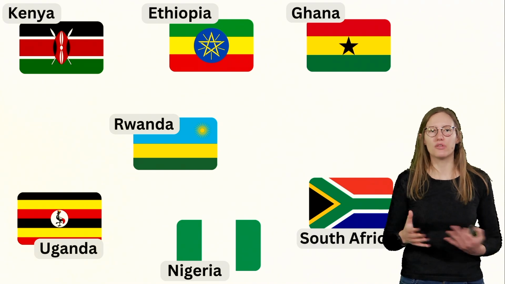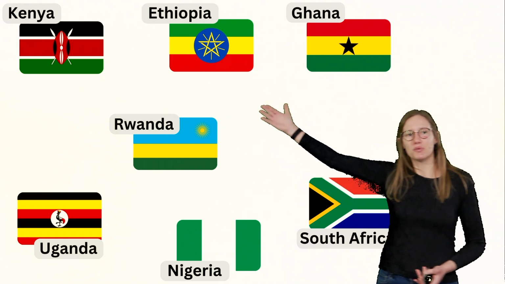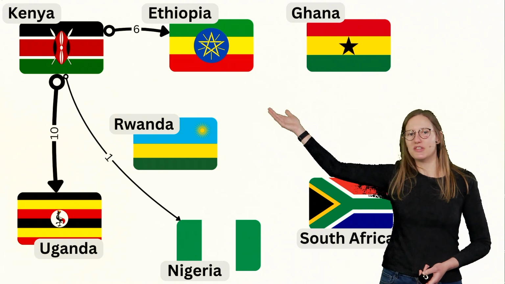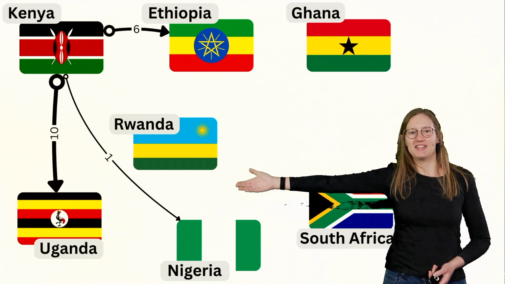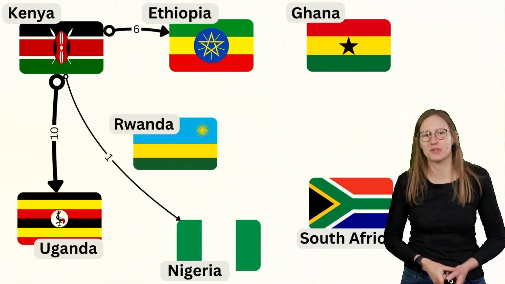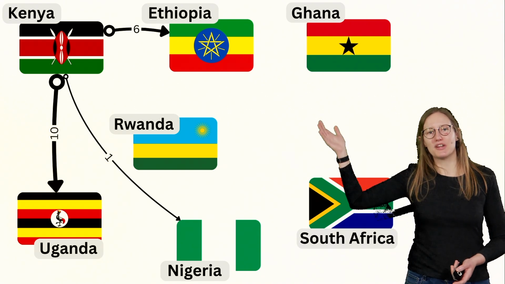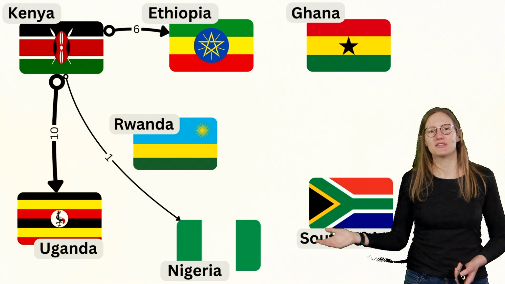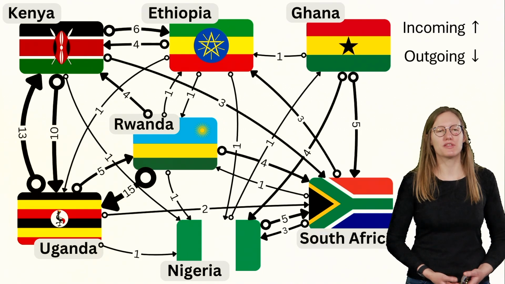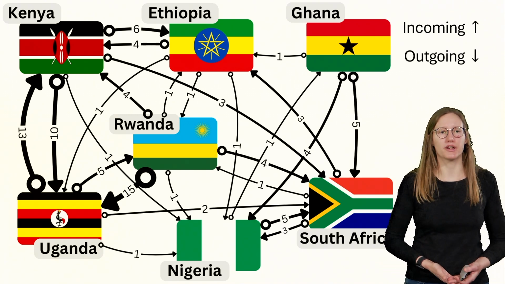So let's figure out how these pages are connected to each other via the links between pages. If we start with Kenya over there, we'll see that Kenya has 6 links to the Ethiopia Wikipedia page, 10 links to Uganda's Wikipedia page, and just 1 link to Nigeria's Wikipedia page, and none to the rest of these 3 countries. We can iterate through each of the pages in the same way to build up this big network. So let's take a moment to try to think about which of these pages should be the highest rank pages and which the lowest rank pages.